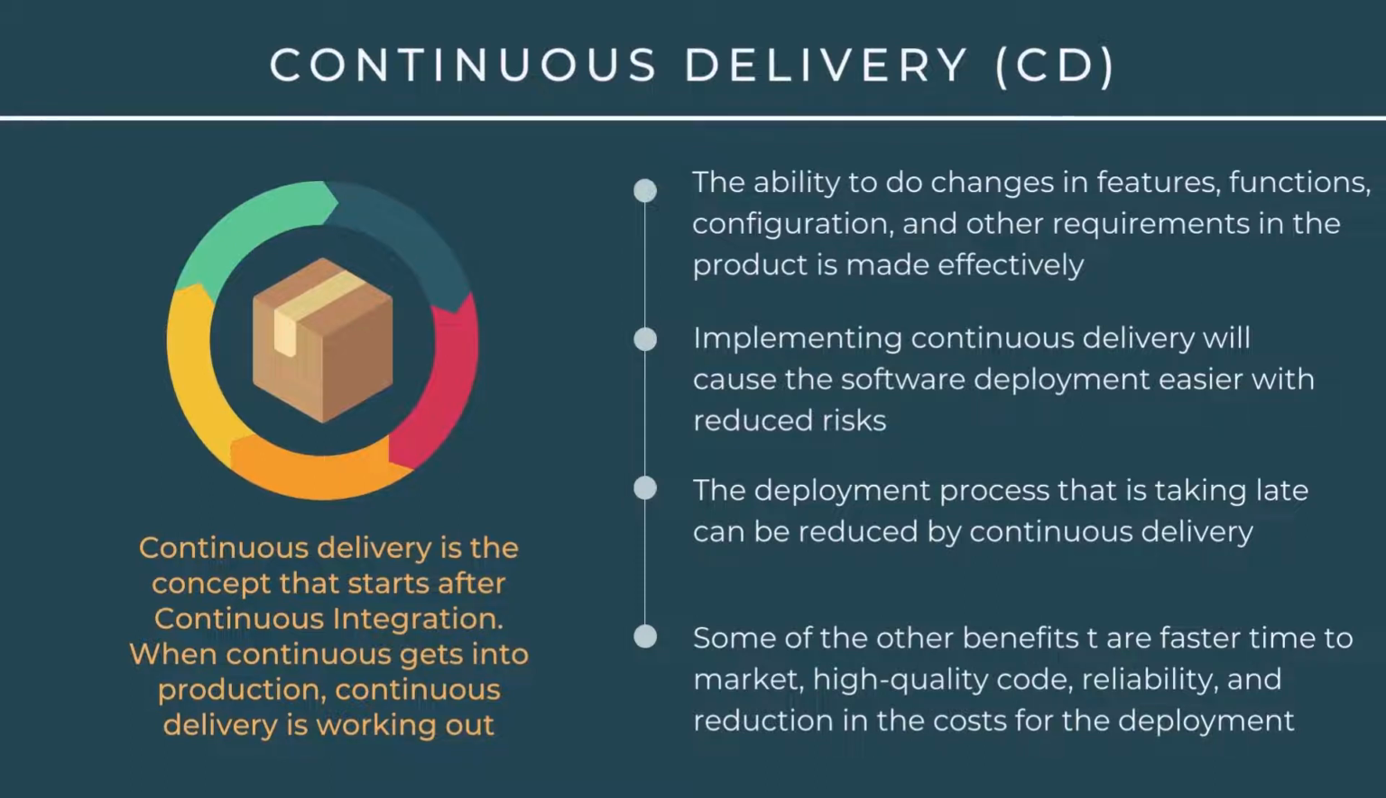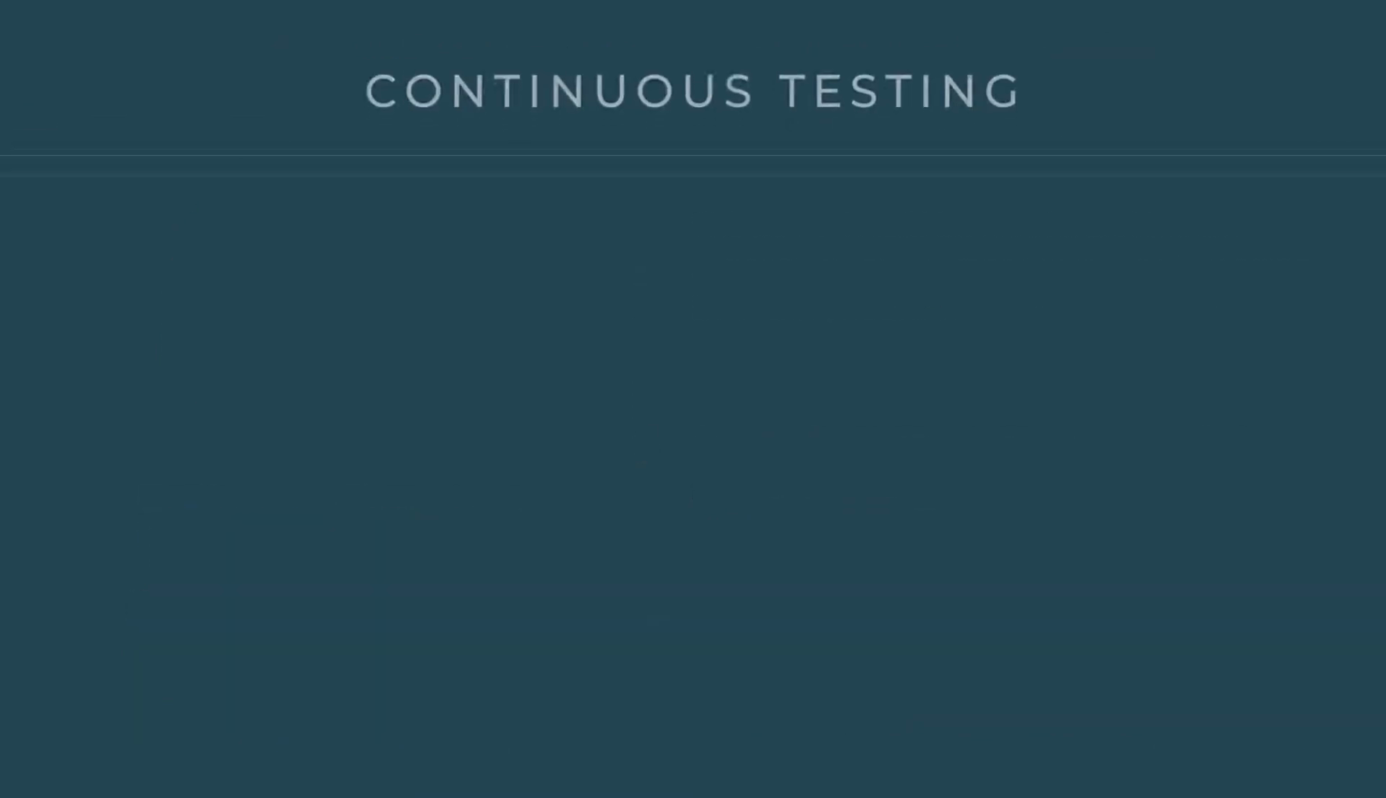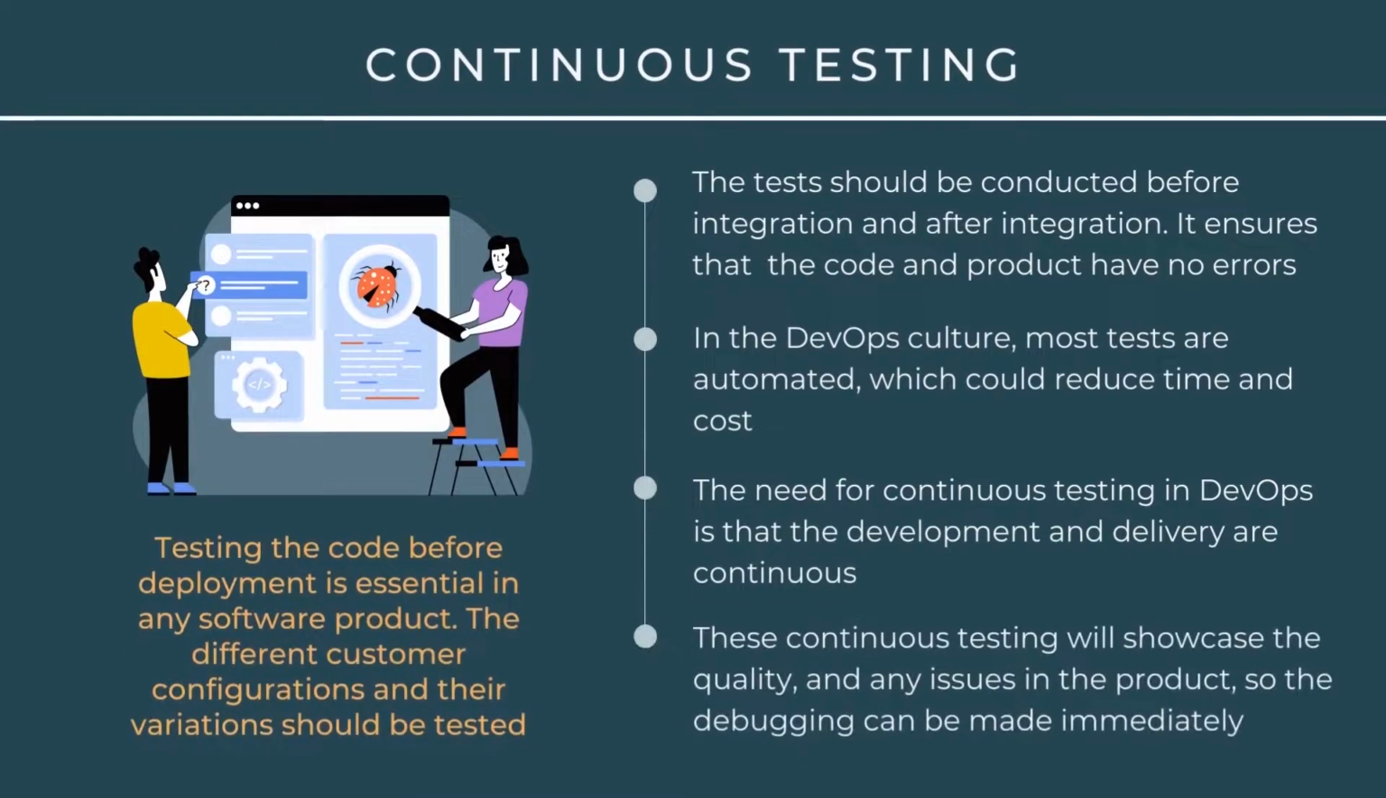Since the releases are becoming painless for software development and operations teams, they become happier and free to do their next tasks. Sixth, talking about continuous testing. Testing the code before deployment is essential in any software product. The different customer configurations and their variations should be tested so that any user can use the product.